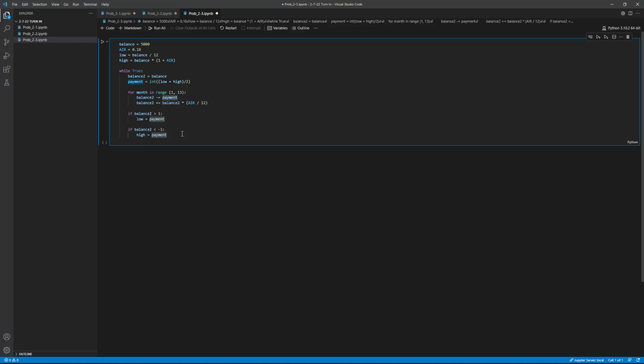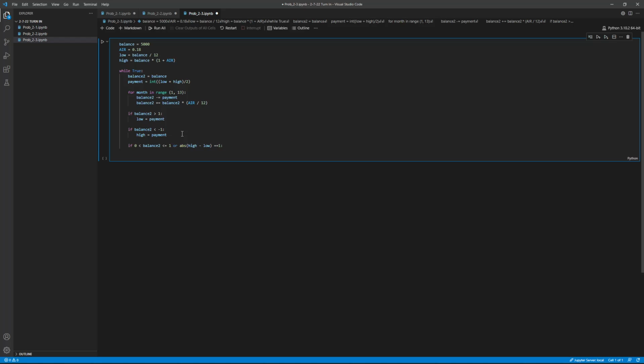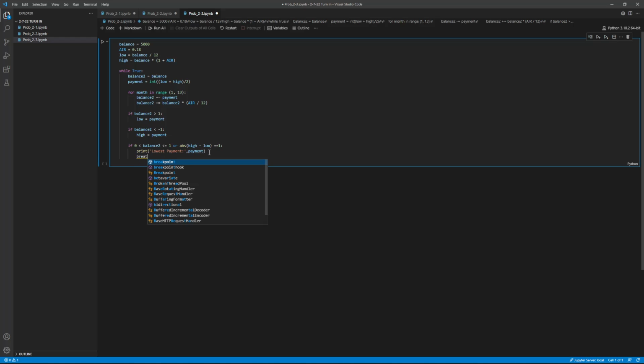So then to actually compare and find the lowest value, we can say if balance 2 is in the range of 0 and 1, or the absolute value of the high minus the low equals 1, then we can print, because we should know it, the lowest payment of payment. And then we can break the while.